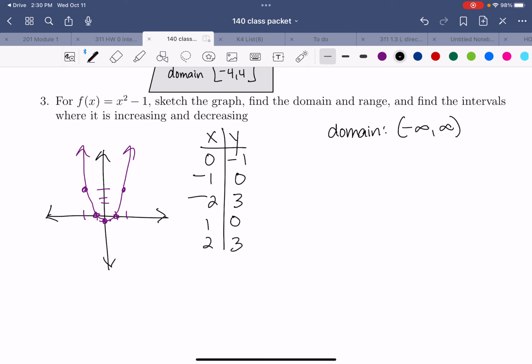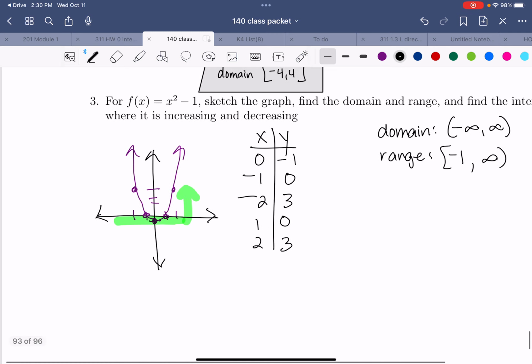So now I can go ahead and state the range. Notice that my y values start here at -1 and go up. I don't have anything below -1. So it's going to start at -1 and include -1 and go on to infinity from there.